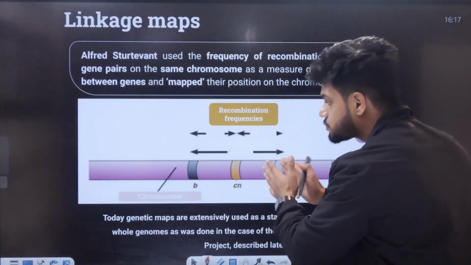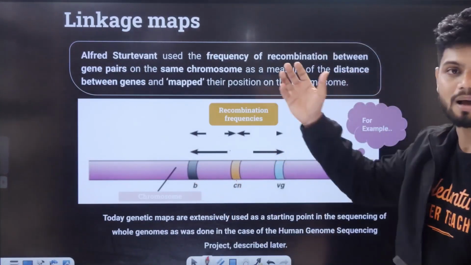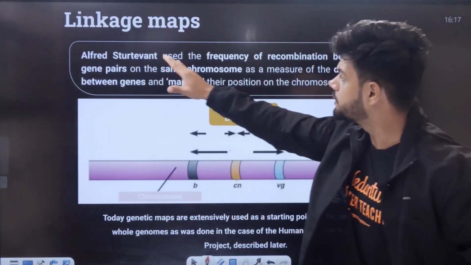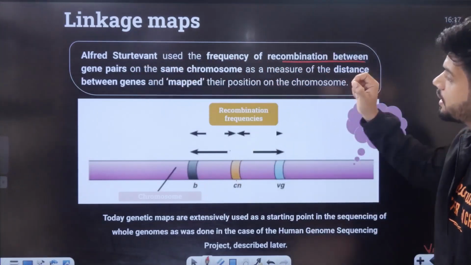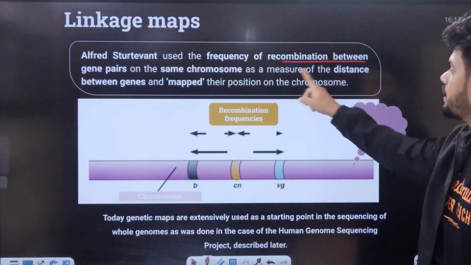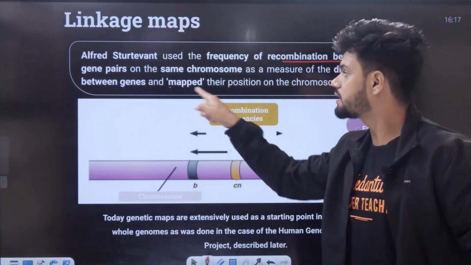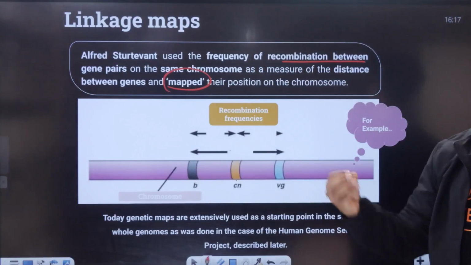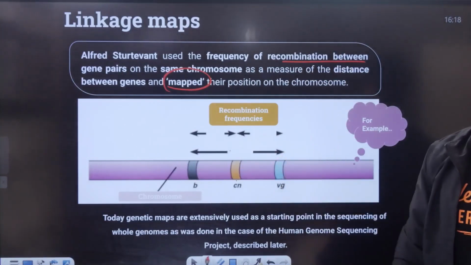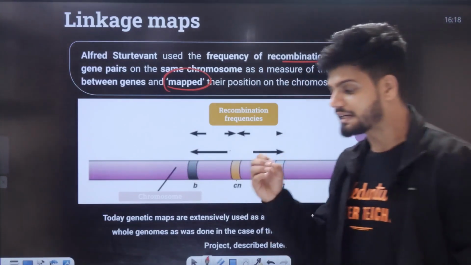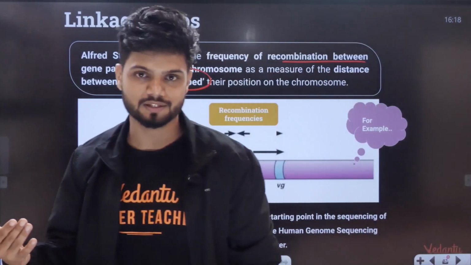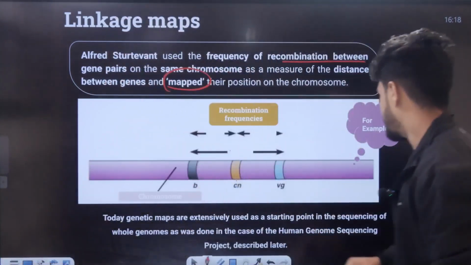These two genes, how close are they to each other? That is basically called map units. Alfred Sturtevant used the frequency of recombination between a gene pair on the same chromosome as a measure of the distance between the genes. The distance between two genes is called map units, also called Morgan unit, centimorgan, or map units. Centimorgan or map units.